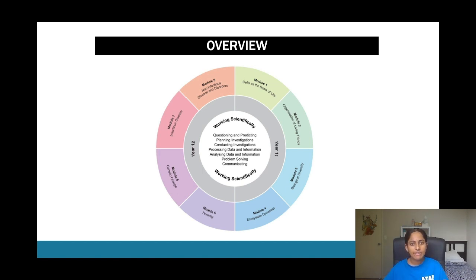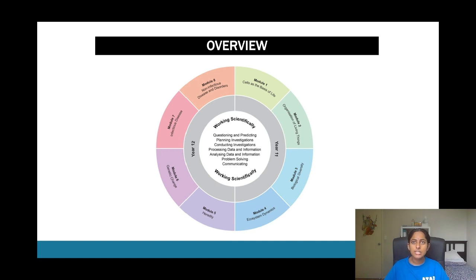Overall, in year 11 and 12, there are not only your content modules, but also something called working scientifically. This tests your application skills alongside your theory skills, and you'll see it in depth studies, prac exams, and even sometimes in certain questions in the HSC exams. This includes creating a hypothesis or an aim, questioning and predicting, planning investigations and conducting investigations, the more practical side of it. That includes doing risk assessments, creating methods, and looking at which materials are easily accessible that will help you achieve your aim for that particular experiment.